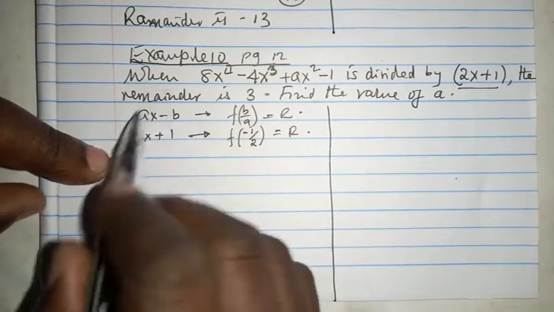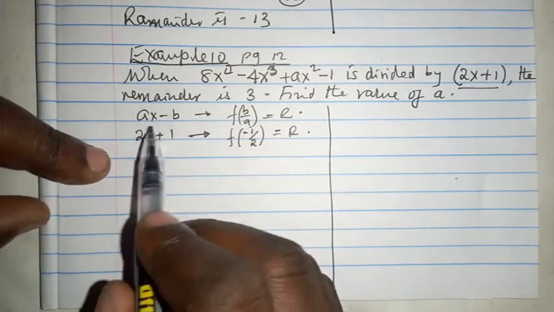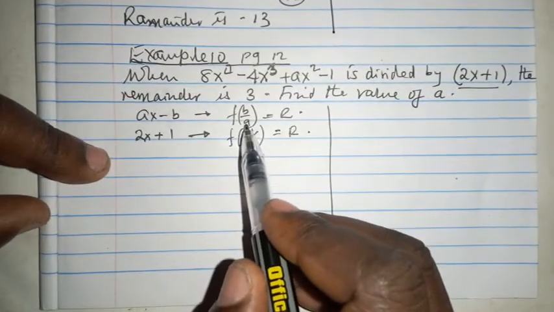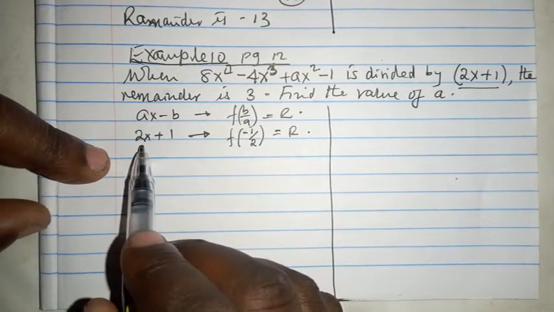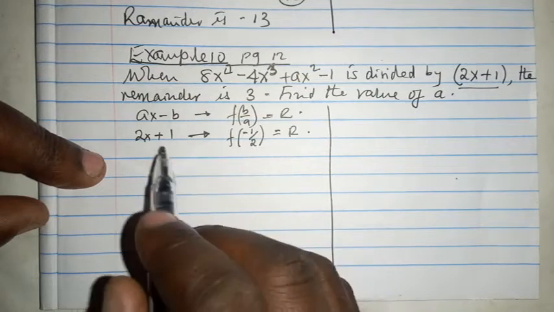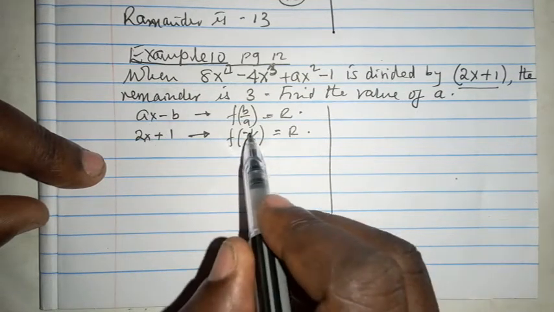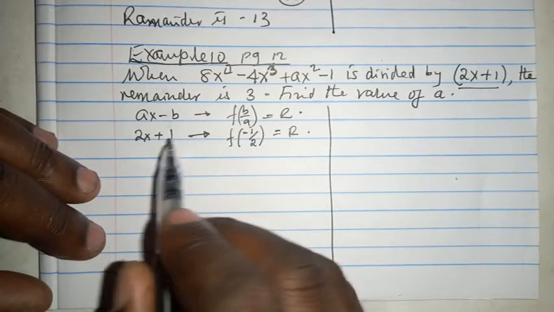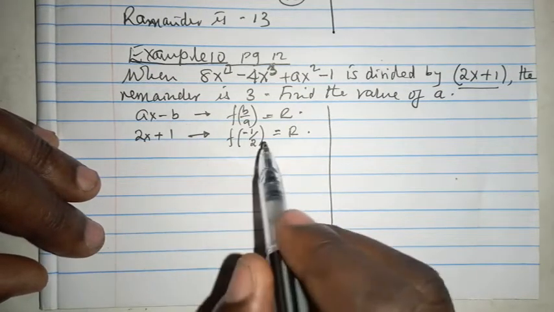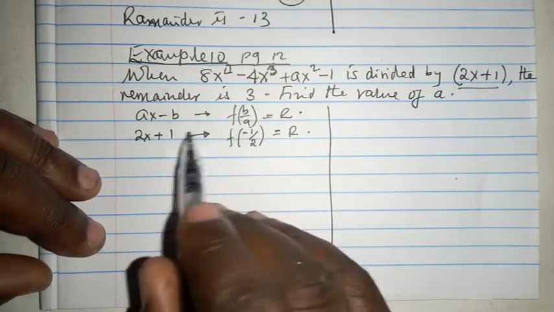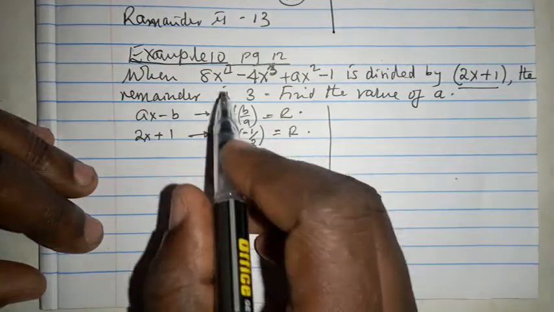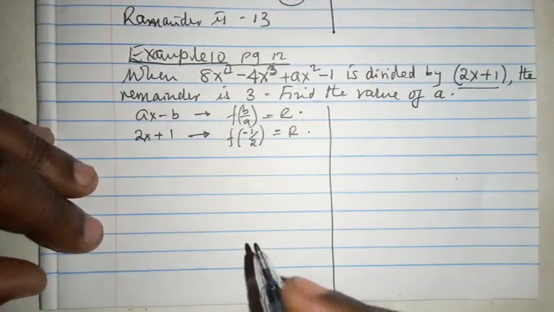I want you to concentrate on the change of the sign. When we have a general divisor ax minus b, then f of b over a is the remainder. Now we have a specific divisor, 2x plus 1, and due to the change of sign, we have minus 1 to make it minus b, so our b must be negative 1 here. So at that particular point, let us now substitute this in the general function.